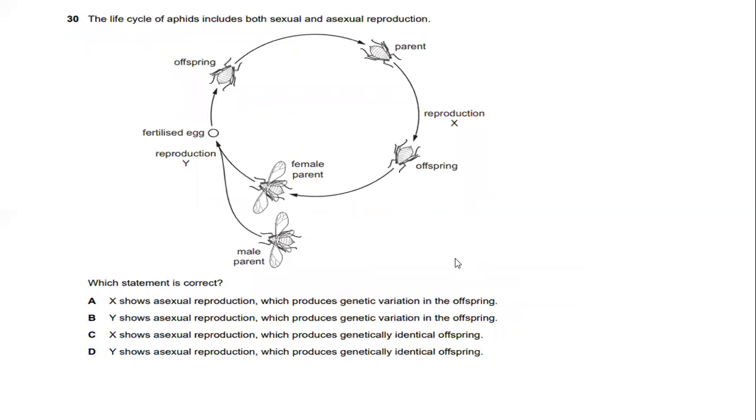30. The life cycle of aphids includes both sexual and asexual reproduction. And from this diagram, it shows that X shows a sexual reproduction which produces genetically identical offspring. The answer is C.